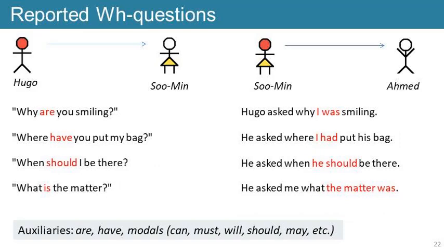As for the syntax in reported speech of WH questions, with the other auxiliaries shown here, you just need to reverse the subject and auxiliary. Hugo asks why I was smiling. He asked where I had put his bag. He asked when he should be there. He asked what the matter was. Remember, we're going to look at tense change, i.e. backshift, in the reported clause in the second video lesson.